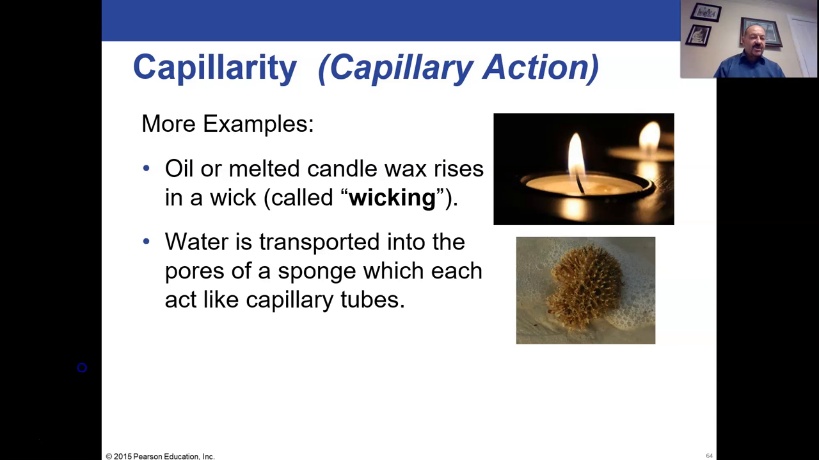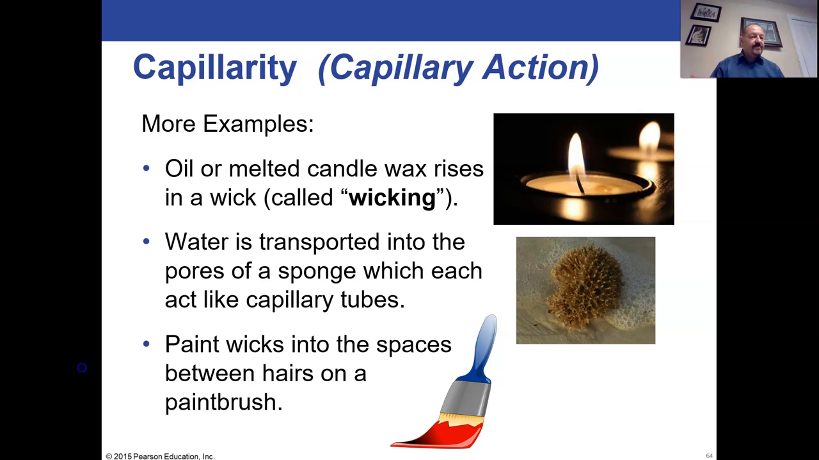So water can also be transported in pores of not just glass capillaries, but in the pores of small primitive animals like sponges. Each of these pores acts like a capillary tube. And paint on brushes. The spaces between each of the strands, each of the hairs on a paintbrush will act like a small space for capillary action to pull the water or the paint or whatever liquid is being dipped in up the sides of the brush fibers themselves. So you get capillary action in that way as well.